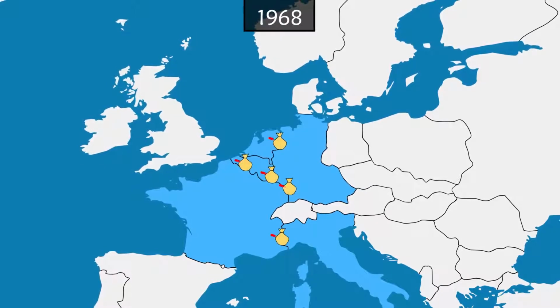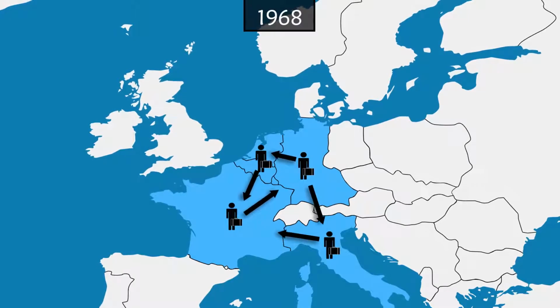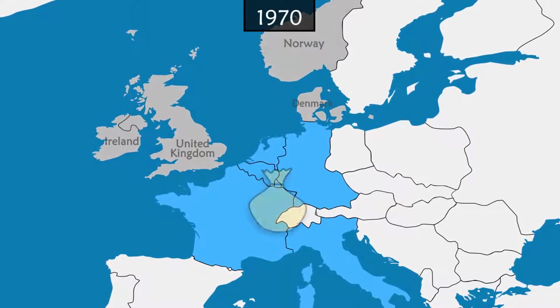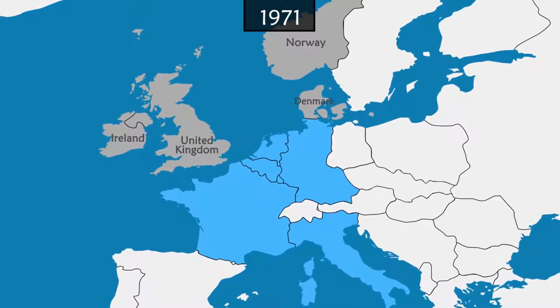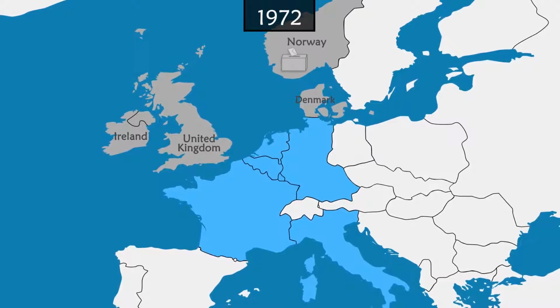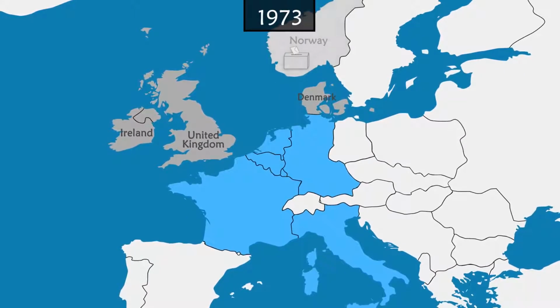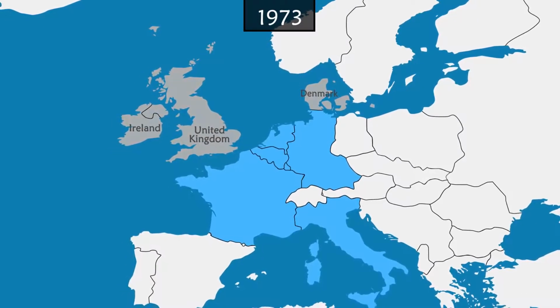With the removal of tariffs for industrial and agricultural products and the free movement of workers, the economic situation improves rapidly, prompting a new wave of membership applications. This time, negotiations go well, but in Norway, the population opposes the country's accession in a referendum. In 1973, Ireland, the United Kingdom, and Denmark joined the community.